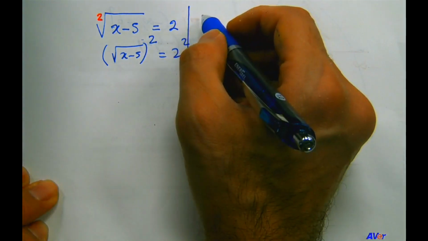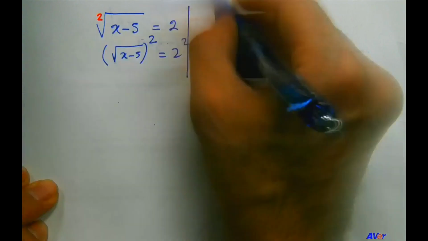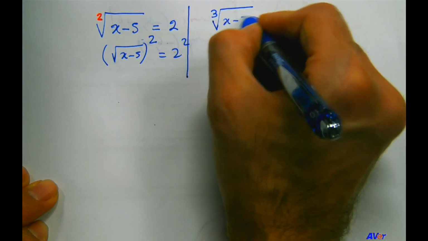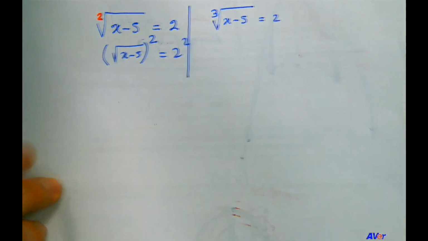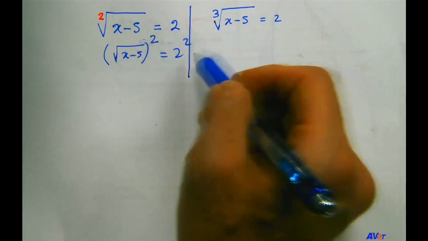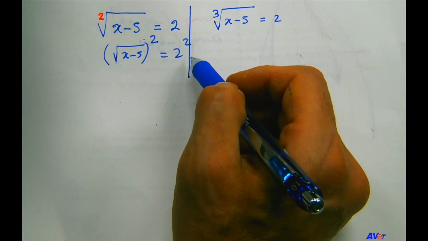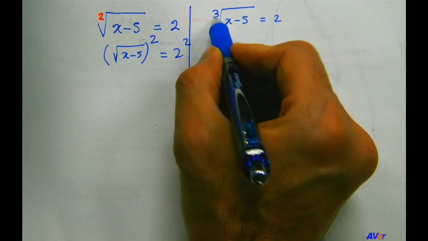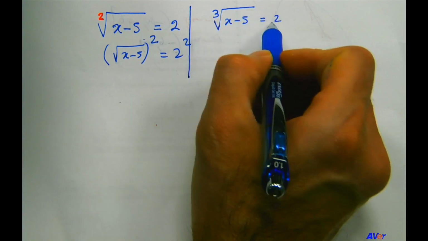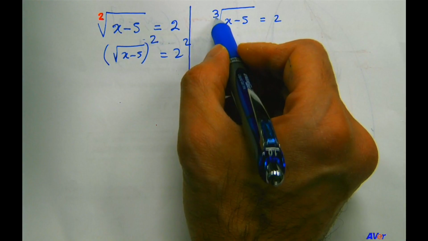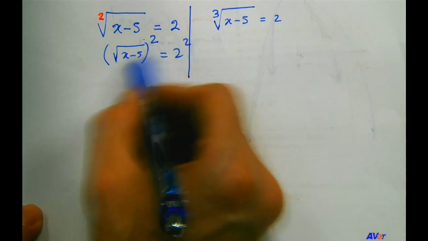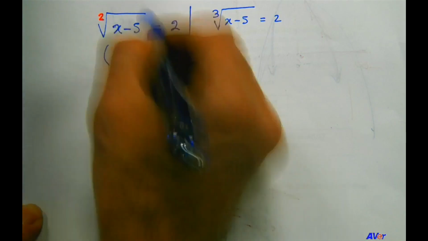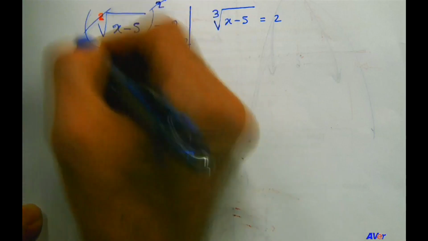How about if this index was 3? Cube root of x minus 5 equals 2. Then what? Should we again square both sides? Absolutely not. It would make no sense, because if this index is 3, raising both sides to the second power would not clear this radical expression. The purpose of raising both sides to the second power is that this 2 and this 2 cancel each other out.